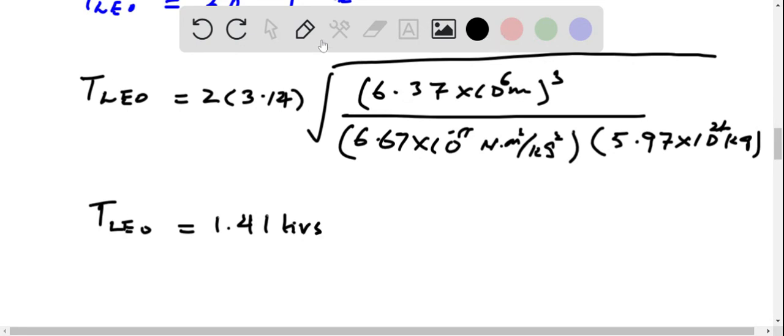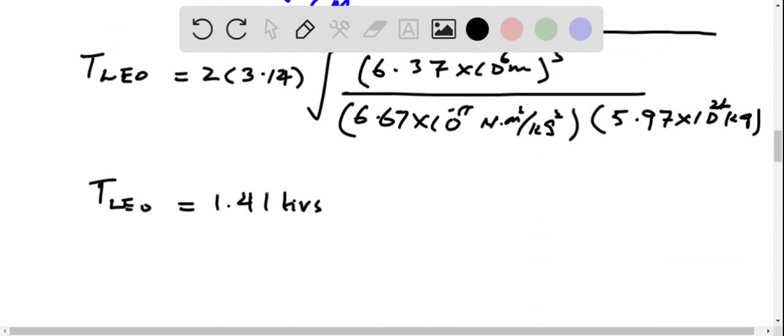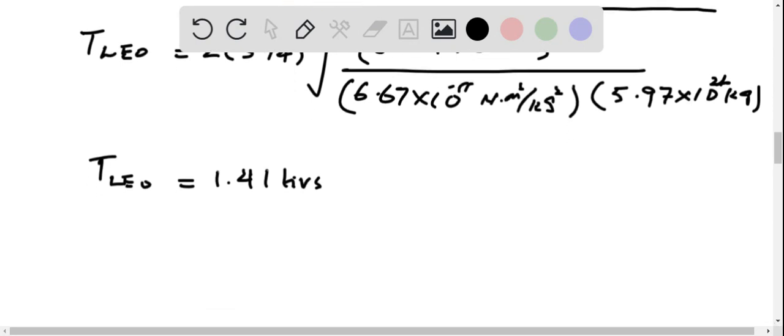So from the results of equation number B and this equation number C, we can say that the period of the oscillations of the particle in the hypothetical hole is the same as the period of the low Earth orbits. So we can say that T equals T_LEO.